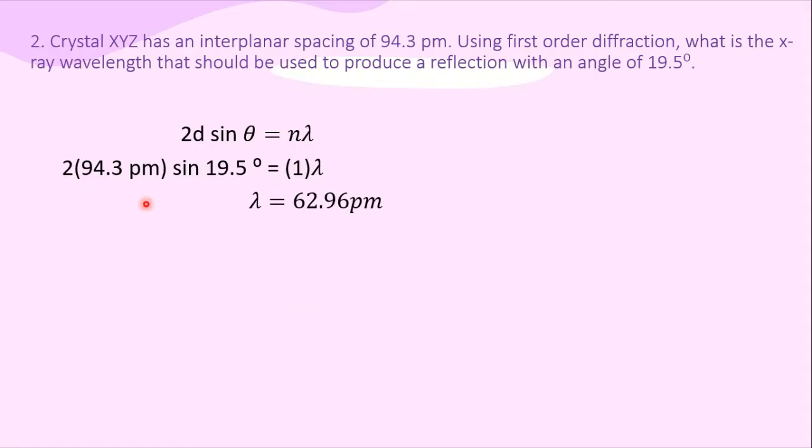The next question is: crystal XYZ has an interplanar spacing of 94.3 picometer. Using first order diffraction, what is the X-ray wavelength that should be used to produce a reflection with an angle of 19.5 degree? So also same as the previous question, you just use 2d sin theta equal to n lambda, and then for n lambda you will get 62.96 picometer.